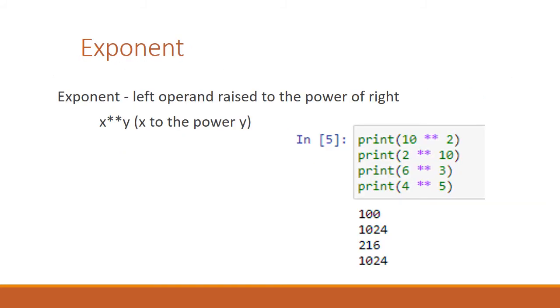The exponent operator is represented by a double asterisk. In an exponent expression, the left operand is raised to the power of the right. So in this example, we have x raised to the power of y. And here are some examples where we have 10 to the power of 2, which is 100, 2 to the power of 10, 1024, 6 cubed, which is 216, and 4 to the power of 5, which was 1024.